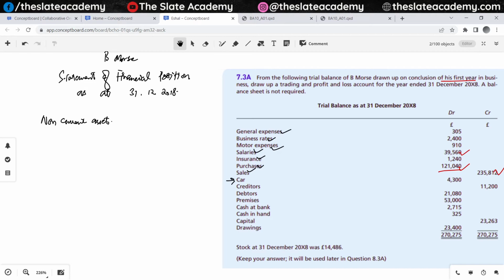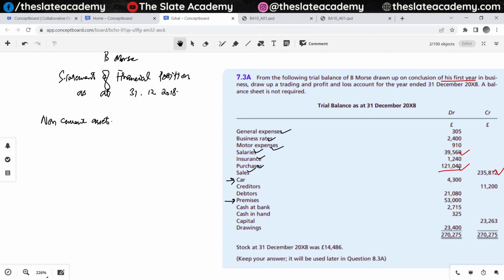Any other? Premises. This would be a non-current asset. We already discussed the concept of non-current and current assets. Do you remember what the difference between the two was? The non-current assets are the ones which would neither, in the ordinary course of business, convert into cash within 1 year, nor do you have the intention to.